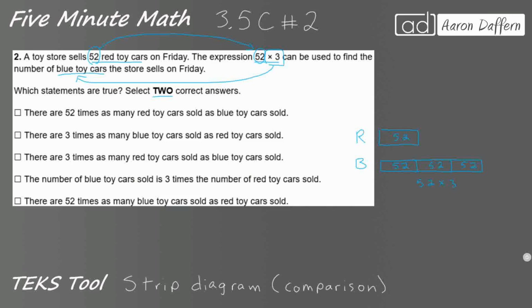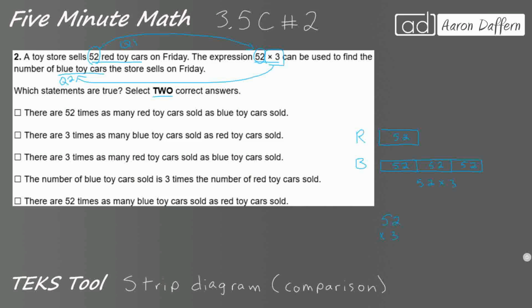It's not the same quantity. We are not combining them into equal groups or dividing them into equal groups. We're just comparing one quantity with the other. My two quantities, Q1 is my red toy cars, my second quantity, or Q2, is going to be my blue toy cars.